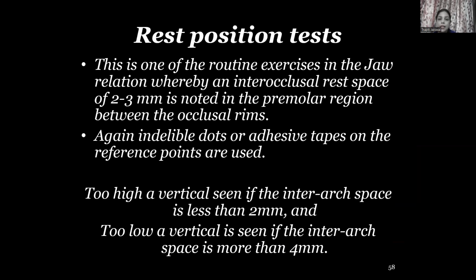See this rest position test. How do we check whether the patient is in the rest position or not? This is one of the routine exercises, where an intraocclusal rest space of 2 to 3 mm is noted in the premolar region. Again, indelible dots or adhesive tapes on the reference points are marked. We have determined the vertical dimension of rest, say around 10 mm. So we fabricate the rims keeping in mind the freeway space of 2 to 4 mm, with a vertical dimension of occlusion of 6 to 8 mm.